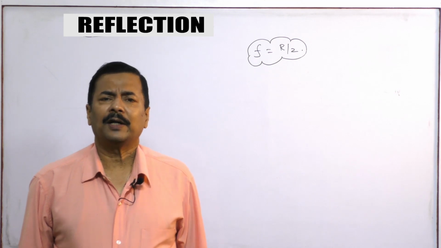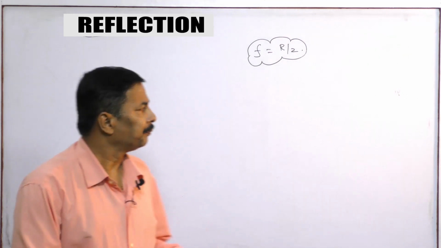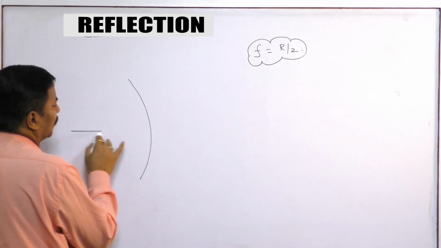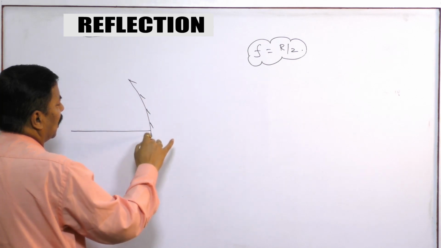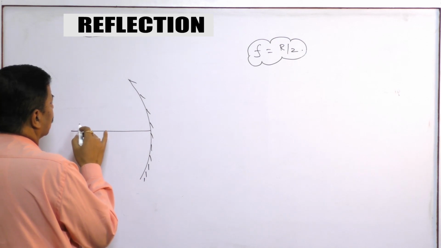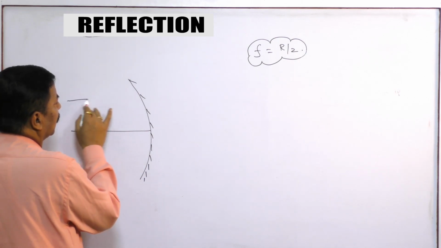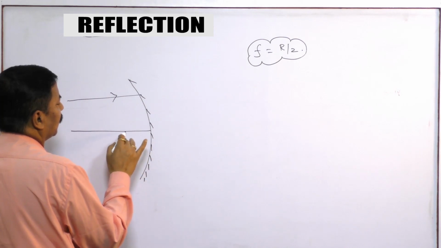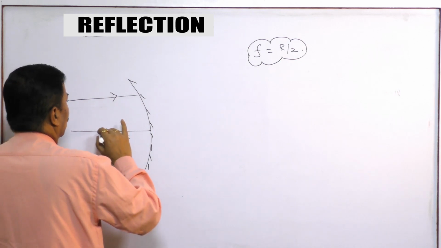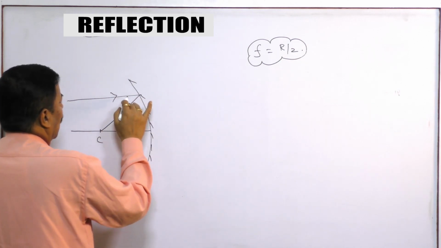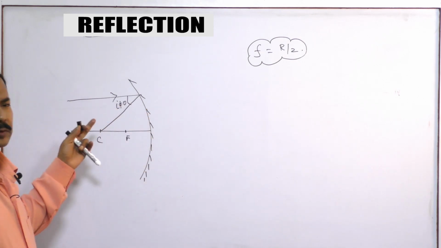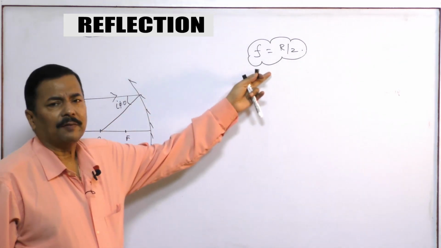Now I is very small, nearly 0. What does it mean? If I am taking a mirror of big aperture, and I consider a ray of light in this way, this is the focus, this is the center of curvature. Here you see the angle of incidence cannot be considered equal to 0, and then this formula will not be valid.